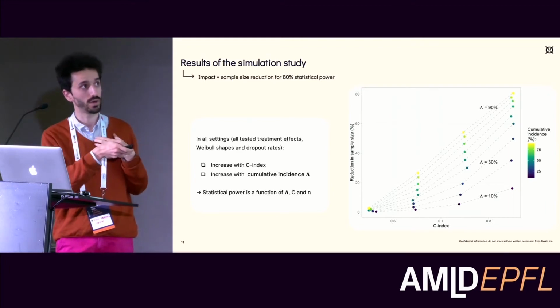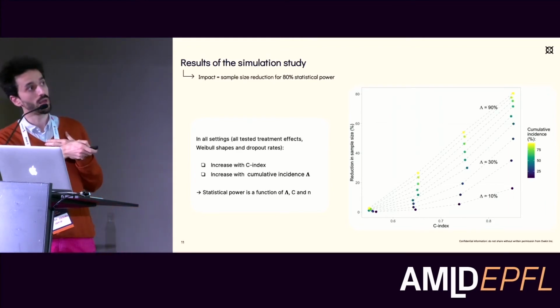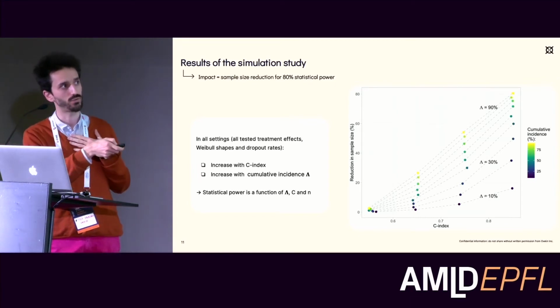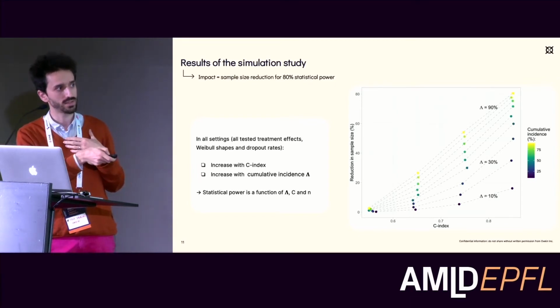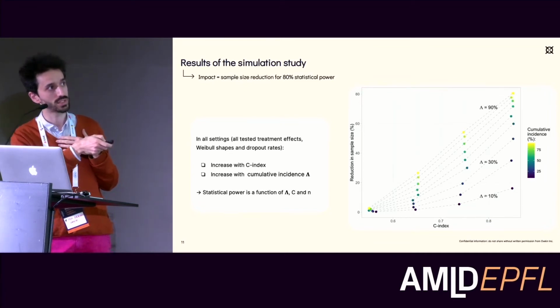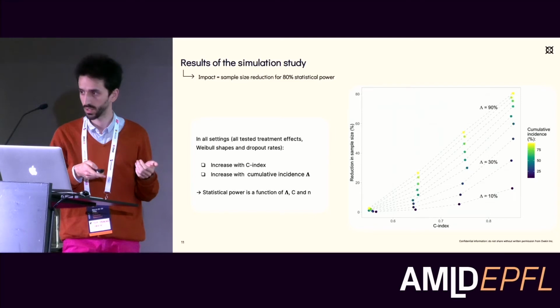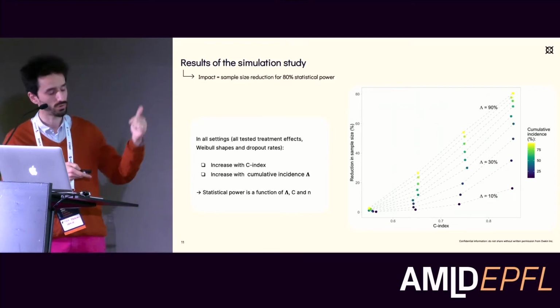So you really get a very strong gradient on lambda. If you're looking at pancreatic cancer, for example, where you're at 90% after 3 years, even if you have only a C-index of 65, you're already going to be able to reduce the sample size by 25% thanks to covariate adjustment. So it's a very, very strong gradient.